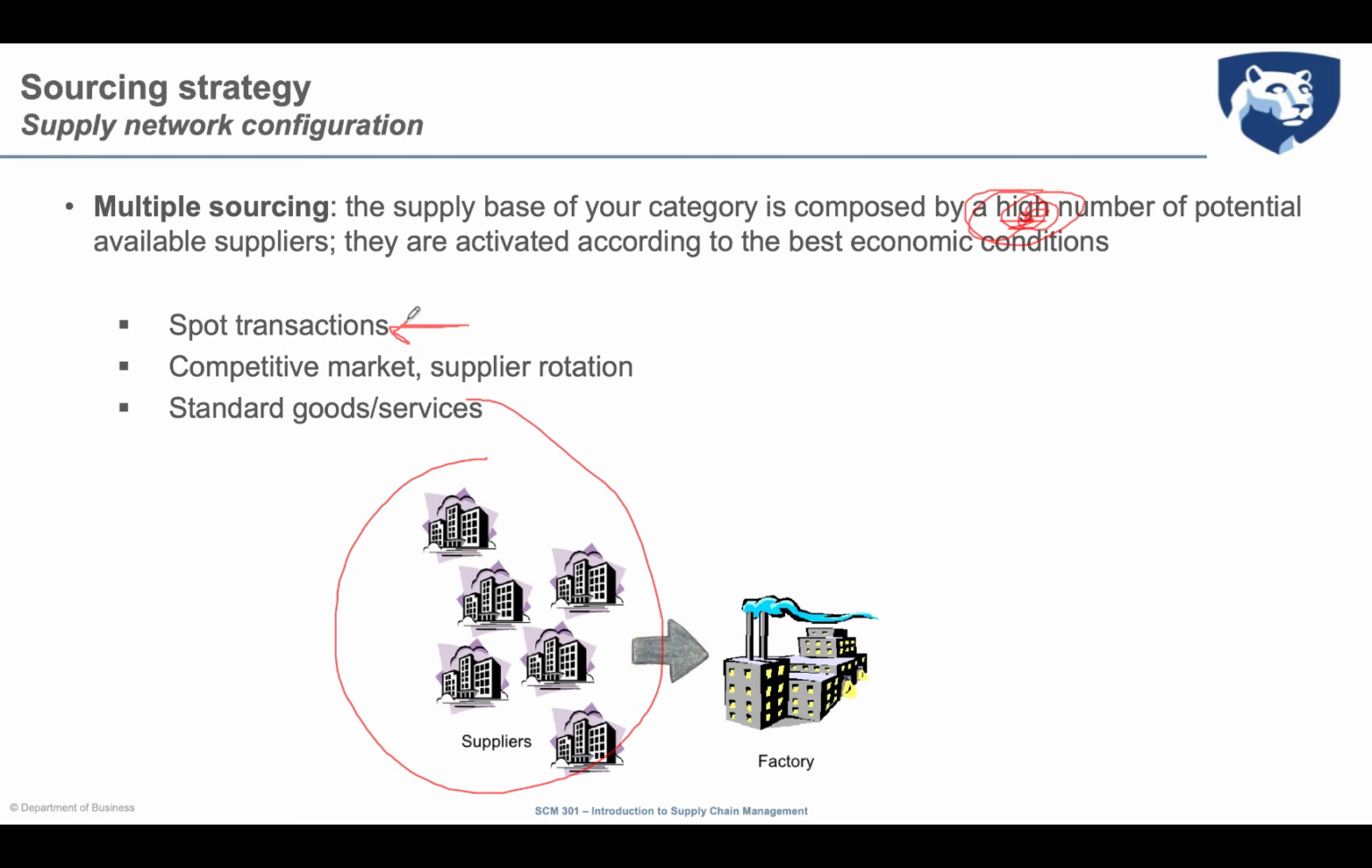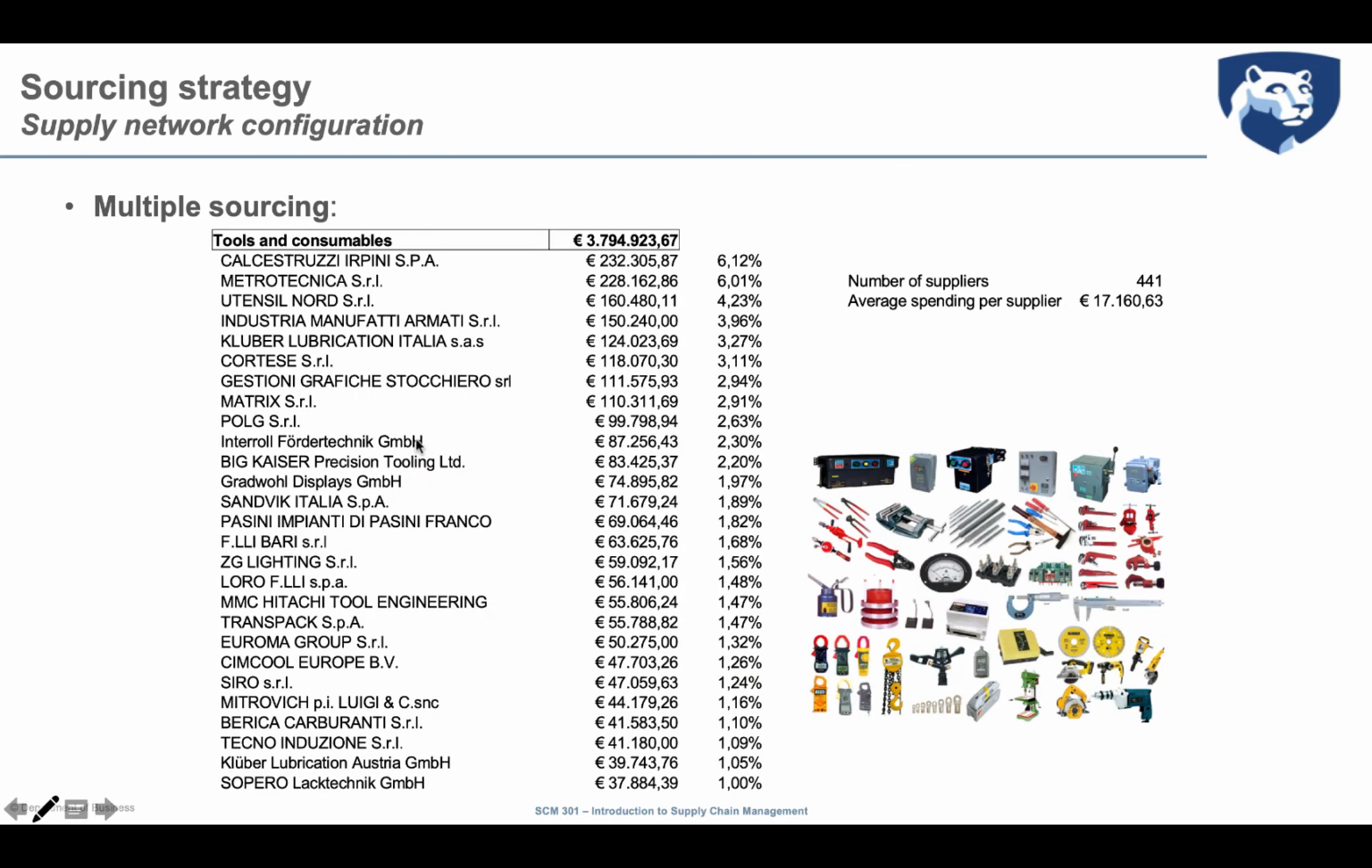The market is addressed basically on a competitive approach, supplier rotation, because every time I select a new one. Of course this is suitable for standard goods and services, because again, suppliers are not willing to invest with me if I'm selecting them every time just according to the best price. We have seen an example. Usually a multiple sourcing is realized by this.